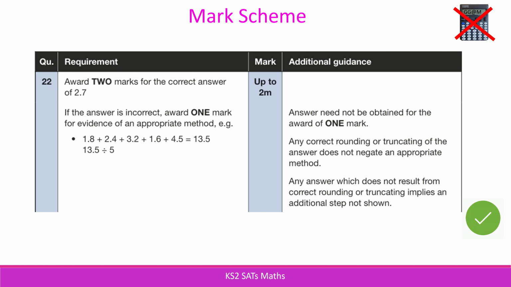The mark scheme on this question shows there are 2 marks for getting 2.7. There is 1 mark for showing evidence of appropriate method, which means adding up all the numbers to get 13.5 and then dividing by 5. That will give you 1 mark. If you didn't get the answer to that, you will still get the mark for just showing that work up to this stage. Up to 2M means up to 2 method marks.